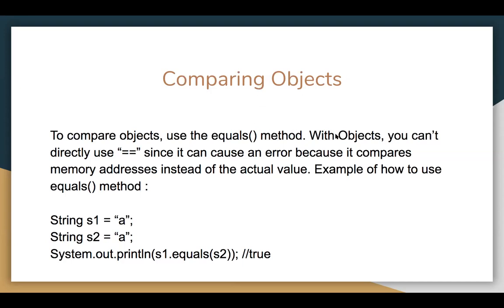With objects, you can't directly use the equals equals that we learned in Boolean comparison, since it can cause an error because it actually compares memory addresses instead of the actual value. Here's an example of how to use the equals method. If we created two strings with the same value, and did a print statement with s1 equals s2, it outputs true since these two have the same values.